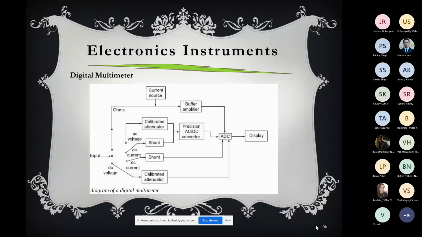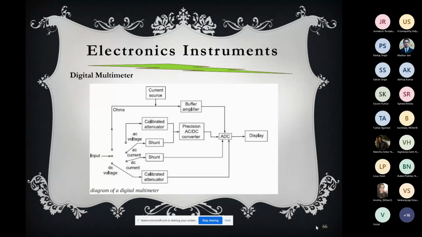Electronic instruments. Here we'll read a few instruments which you use day-to-day in your labs. If you see the digital multimeter, the most popular instrument you use in the lab, everybody wants a digital multimeter so that you can measure voltage very quickly, and resistance also.